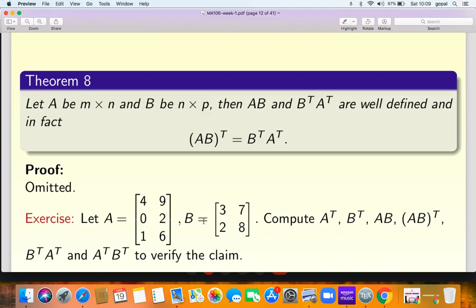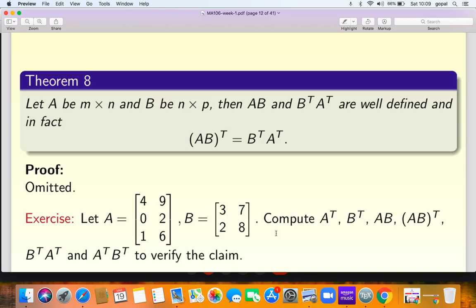BA, you cannot multiply, you cannot compute BA. You can compute AB. A transpose is a 2 by 3 matrix. B transpose is a 2 by 2 matrix. So B transpose A transpose, you can compute. Correct?